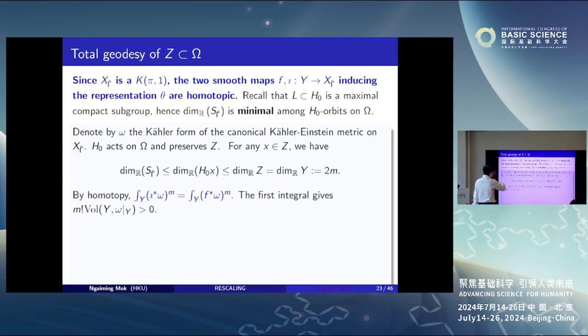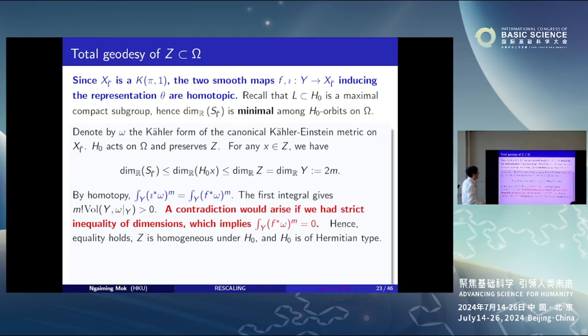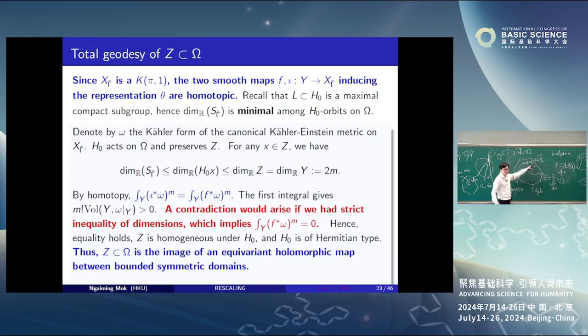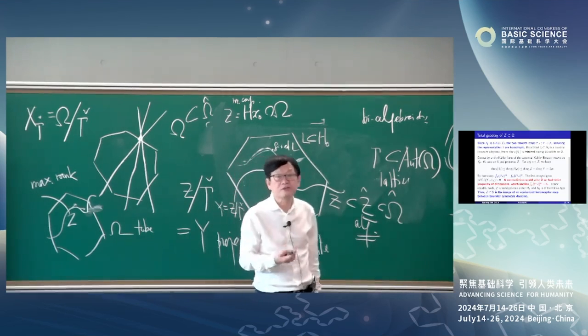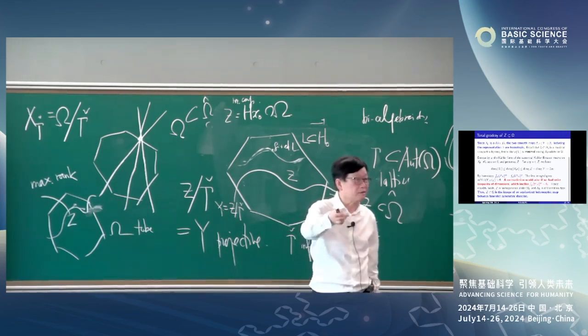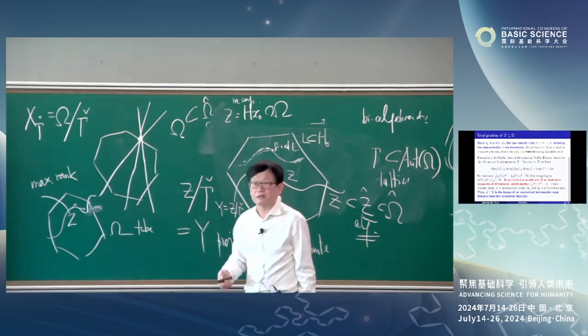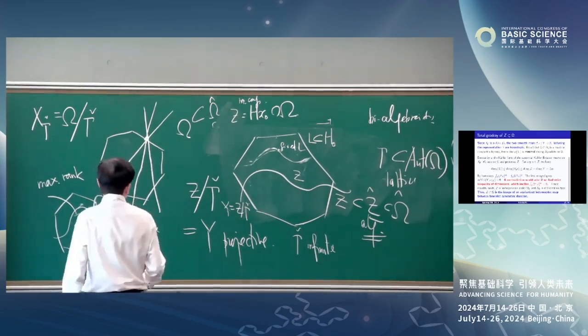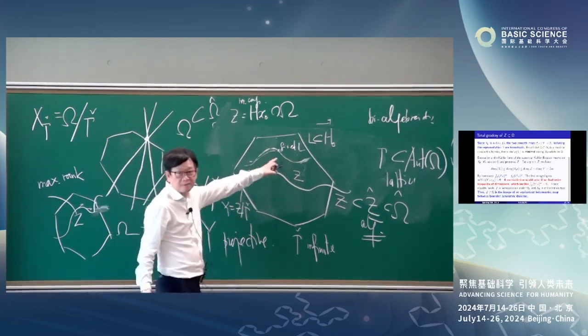If the dimensions are different, then you will have on the one side a positive integral, on the other side a zero integral. So it's a cohomological argument. The cohomological argument says that actually this Z is nothing other than this orbit, essentially. And therefore, your semi-simple group is actually of Hermitian type. When it's of Hermitian type, then by the equivariant theorem, this Hermitian type must be totally geodesically embedded. And therefore, this must be totally geodesic. Proven that this must be totally geodesic.